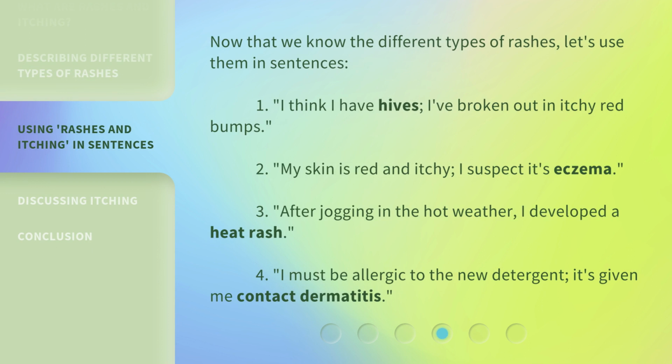Now that we know the different types of rashes, let's use them in sentences. 1. I think I have hives. I've broken out in itchy red bumps. 2. My skin is red and itchy. I suspect it's eczema.